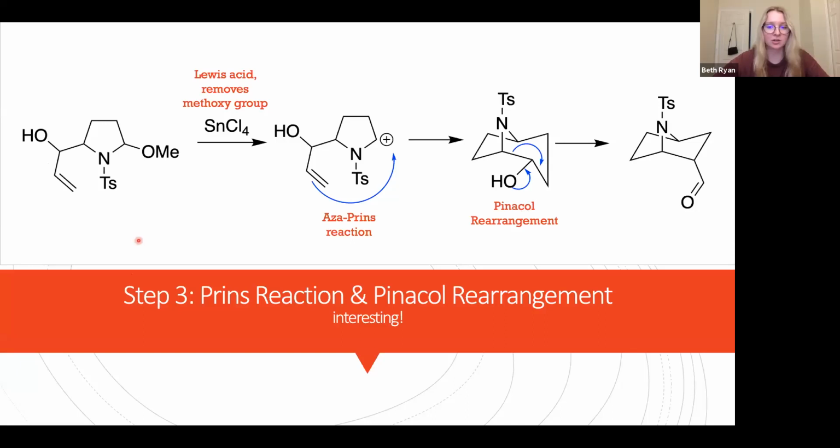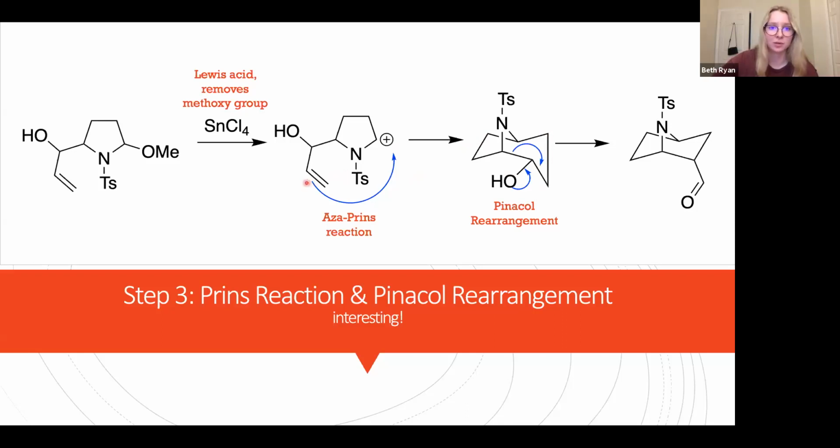This one is also kind of weird. It's the aza-Prins reaction and pinacol rearrangement, but it's a variation on the Prins reaction. The Prins reaction is usually an addition of an aldehyde or ketone to an alkene or an alkyne, but this is an aza-Prins reaction because it has a nitrogen instead, so it proceeds a little differently. So this stannic tin chloride is a Lewis acid, and it removes this methoxy group, so you get a positive charge over here. And then this double bond is able to take its electrons and form a very weird looking chair with actually 7 members in the bottom. So this is the aza-Prins reaction.